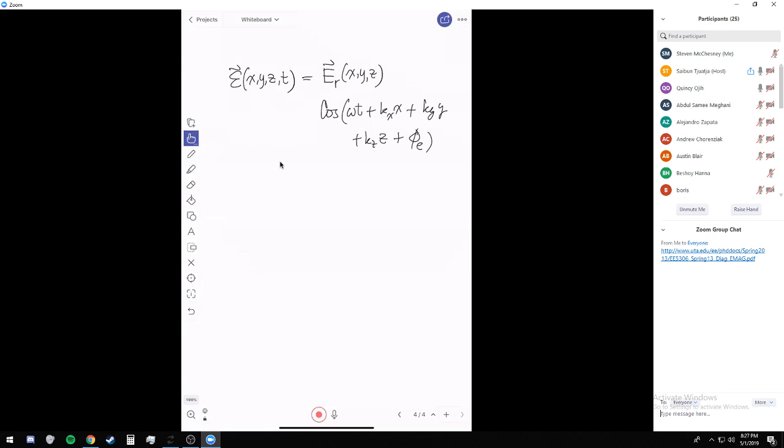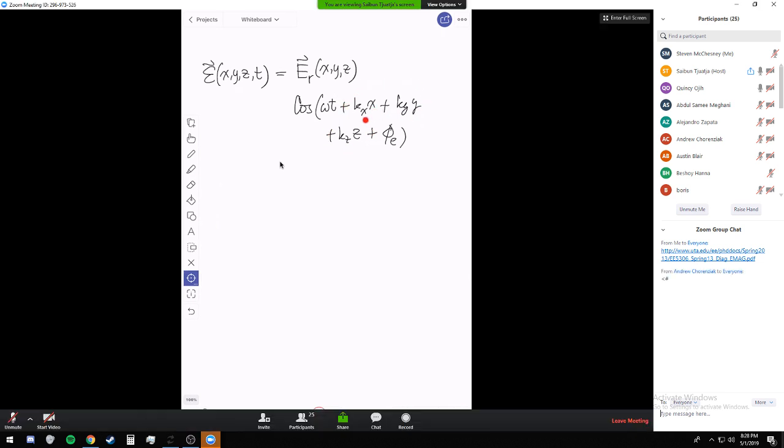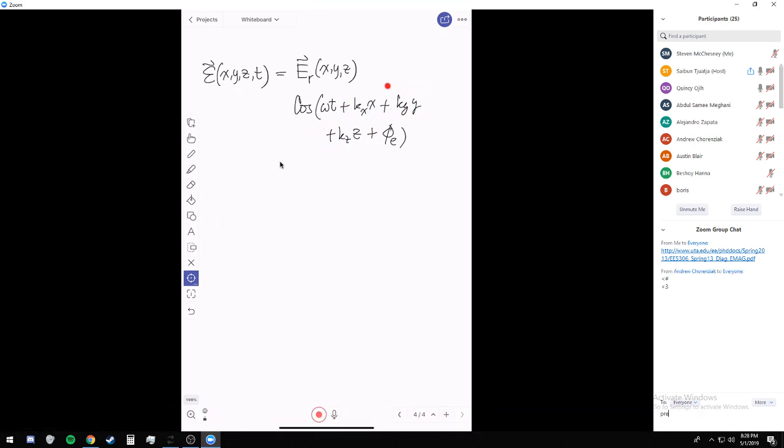Let me see if I can do something about this. Maybe remove the whole thing and move it here. So the key thing here is the time variation. The time variation here is a cosine omega t. Now this part over here tells you the propagation directions, inside the cosine function. This is telling you the phase shift with respect to cosine omega t. This is the part that tells you about the polarization and how strong the field is, in other words, the orientation of the electric field.